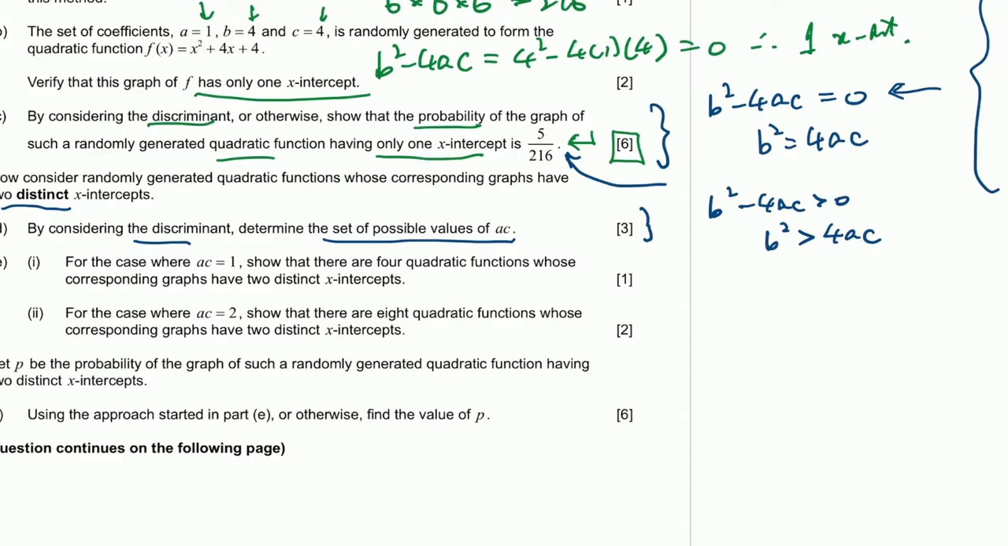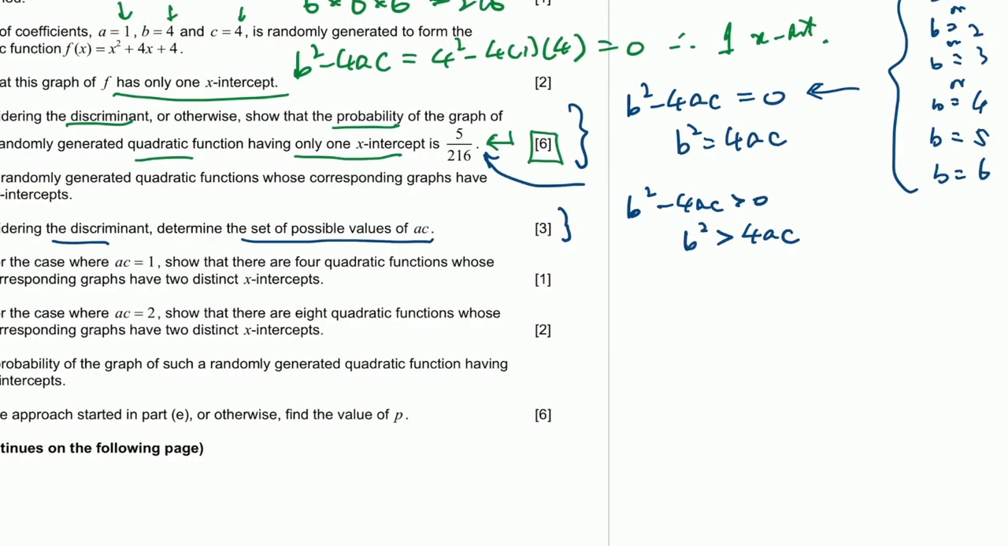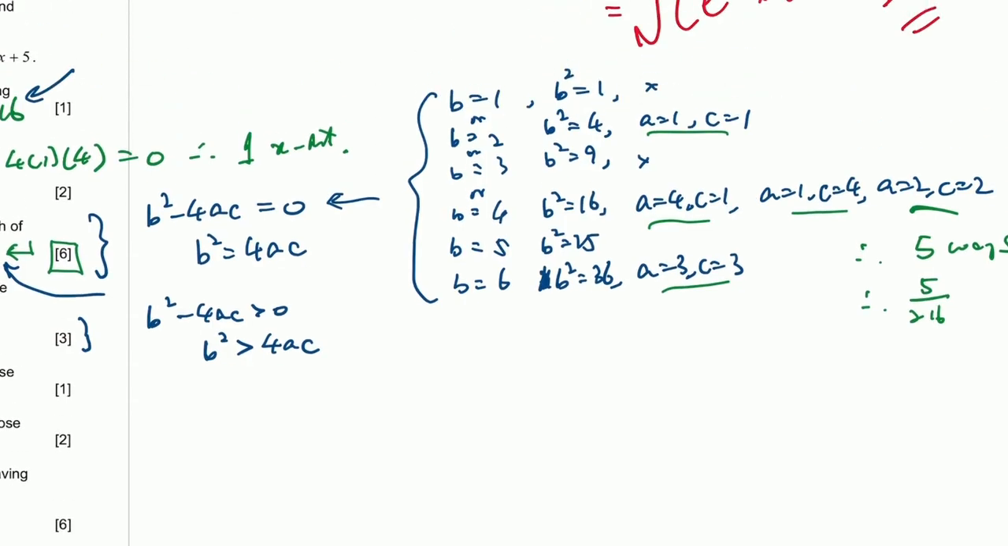So what are the possible values of a and c? Well, you see, the biggest that b squared could be, since the biggest b could be is 6, is 36. So we know 4ac is really less than 36. That means a times c is really less than 9.